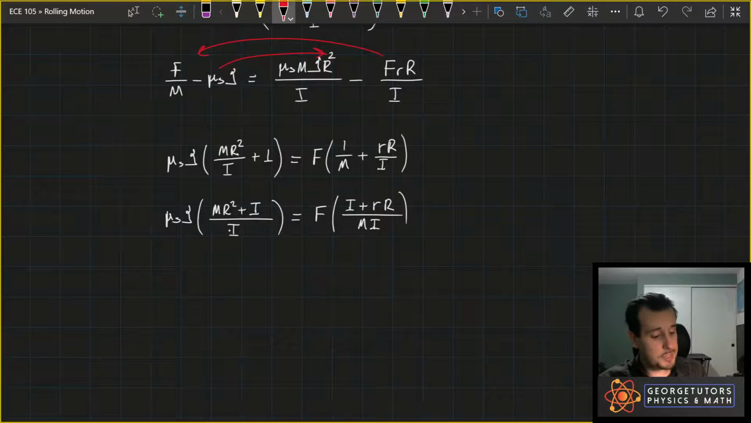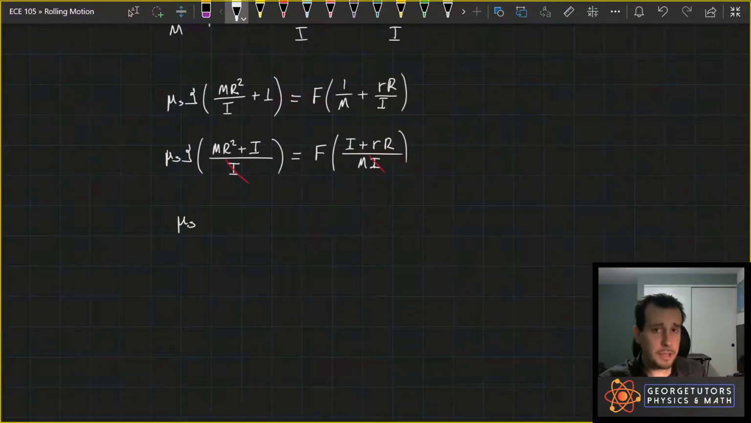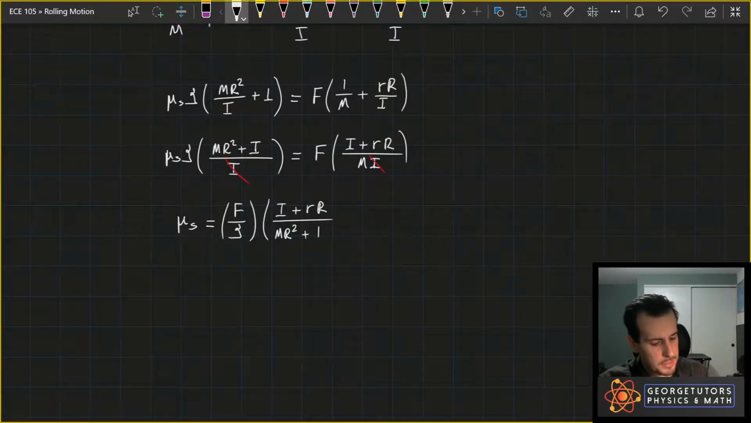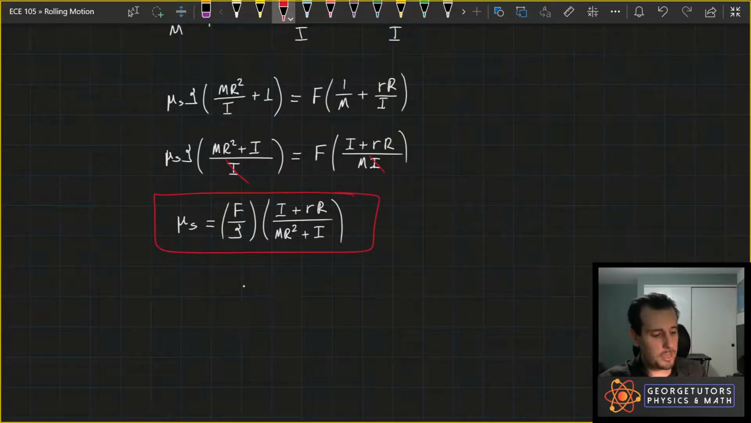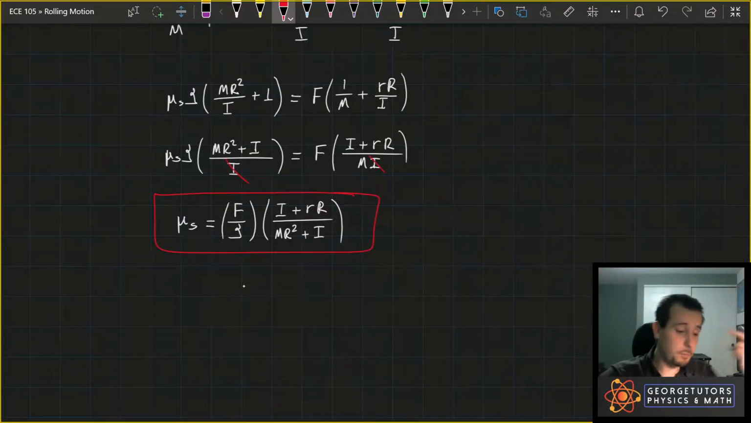And the I's here, you can see very quickly, are going to go away. And all I have to do here is finally isolate for the coefficient of friction. So mu s here is going to be F over g multiplying, open bracket, I plus little r times capital R, divided by mr squared plus the moment of inertia. And this is the result to our part A, which was asking for that coefficient required to get us immediately rolling from the get-go.